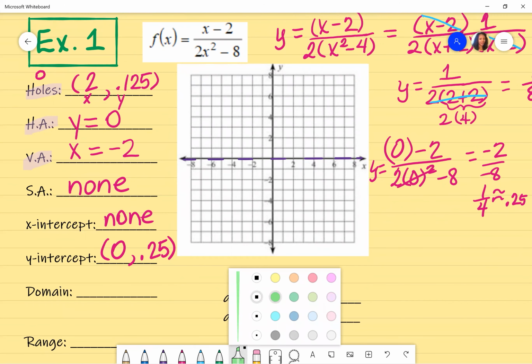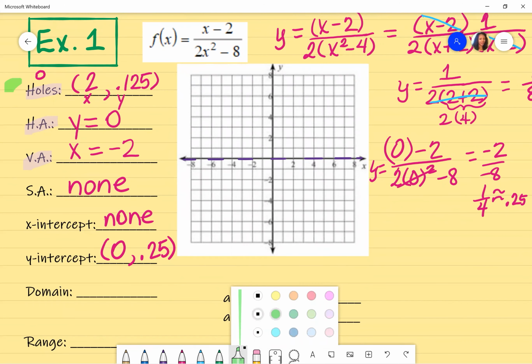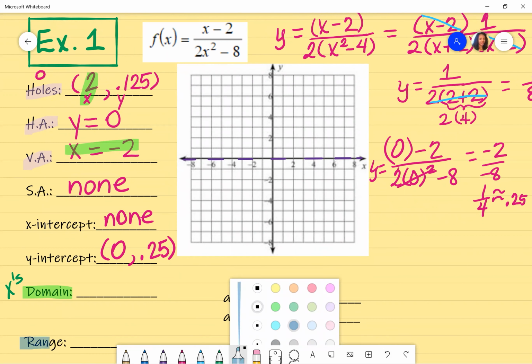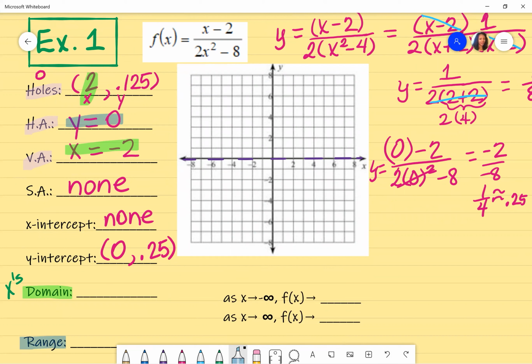For my x values, the ones that I highlighted for my restricted values here, I'm going to highlight in green. That will tell me that that's going to go with my domain, because my domain represents my x values. So for my range, those are my y values.